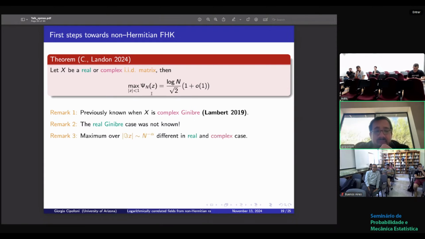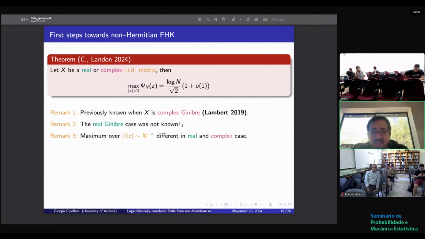And while the maximum over the whole disk is the same, we do see a difference between real and complex cases if we look at mesoscopic slices. Instead of looking at the maximum over the whole disk, we only restrict to points with a fixed imaginary part, n to the minus alpha, where alpha is between 0 and 1 half. If alpha is 0, we are back to this case, and if alpha is 1 half, it corresponds to looking very close to the real axis, and then there are all the cases in between.